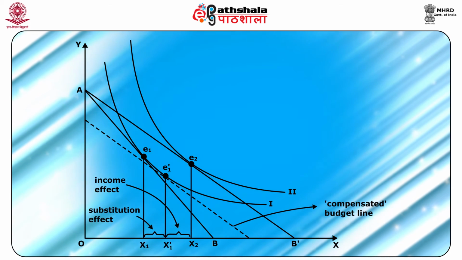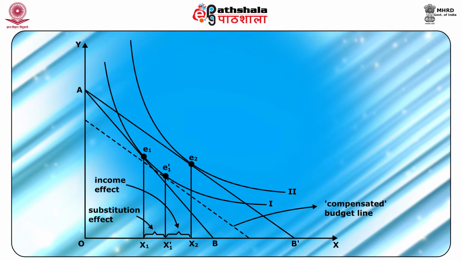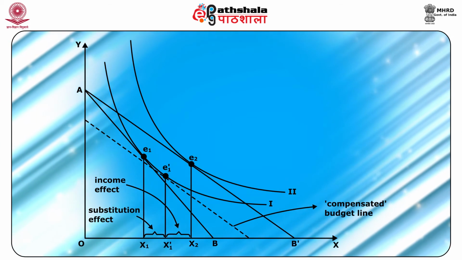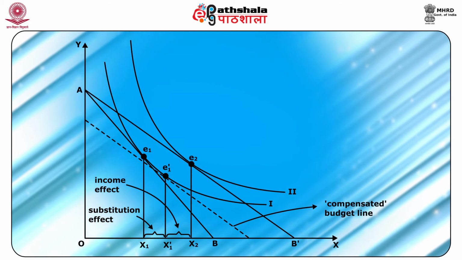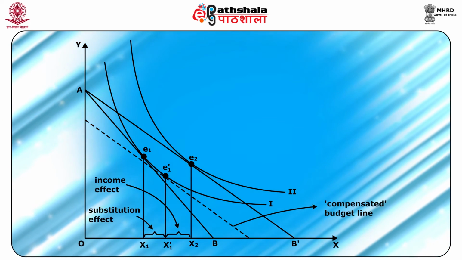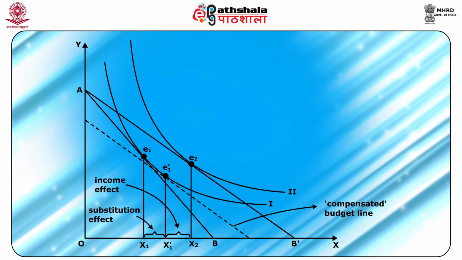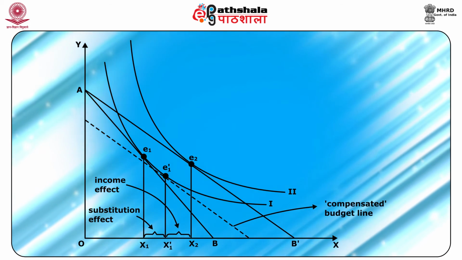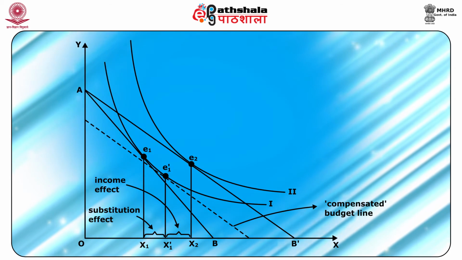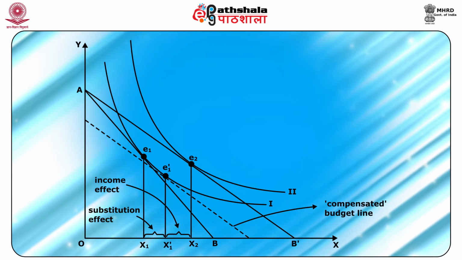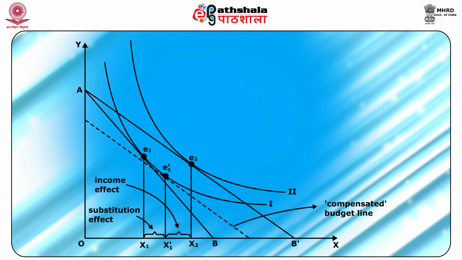The first shift is the substitution effect because it is taking place because of the pure effect of change in price without any change in the real income. And the second effect is the income effect because it represents the increase in consumption due to an increase in the real income, while the price, which has already been adjusted for, remains the same. So the total change from X1 up to X2 is the price effect.